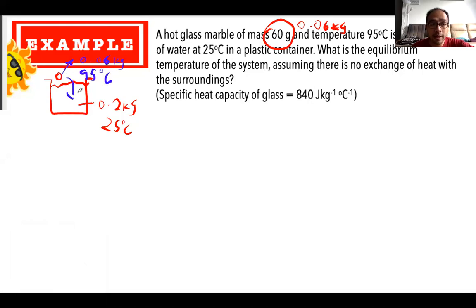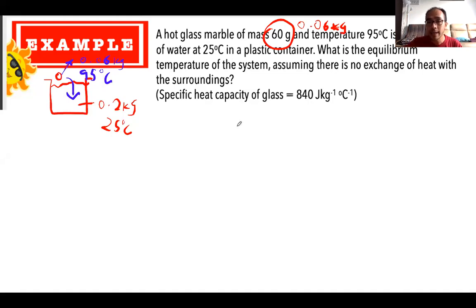So when this goes in over here, you can be very sure that there's going to be an exchange of heat, toward thermal equilibrium. The heat from the hot glass marble is going to flow into the water, making the temperature increase. And the heat from the water is also going to flow a little bit into the hot glass marble. But the temperature of the hot glass marble is going to decrease. So the question is, what is the equilibrium temperature of the system? And we make this big assumption: there is no heat exchange with the surroundings, no heat loss to the surroundings. For the 8th time already I'm mentioning this, it's very important.